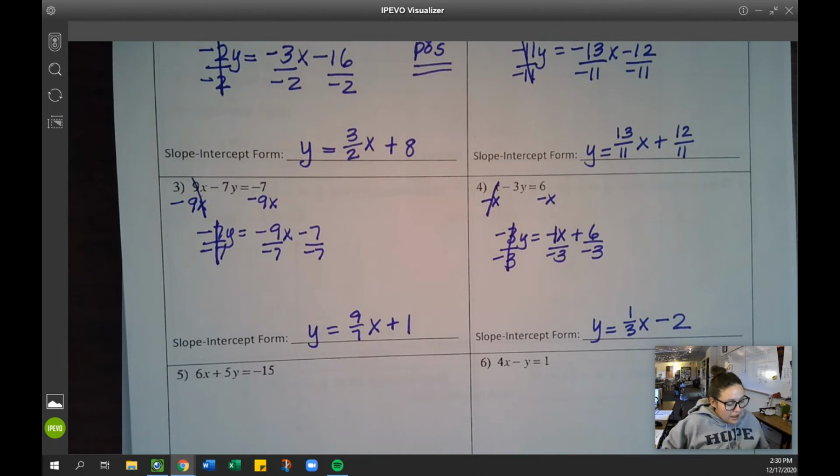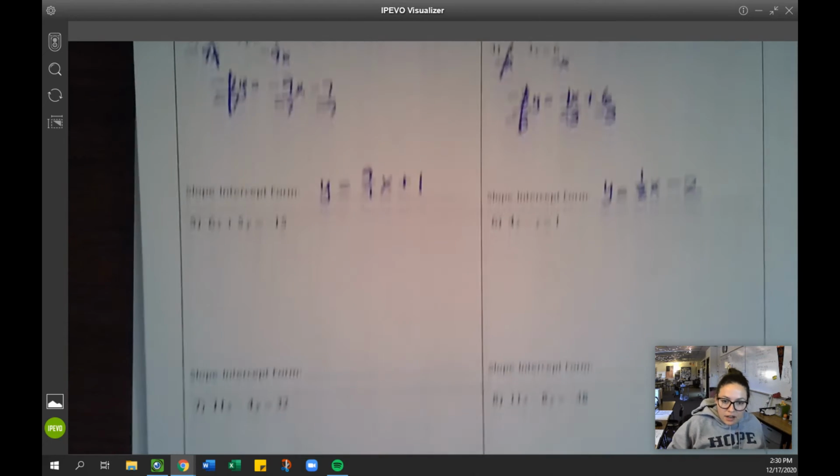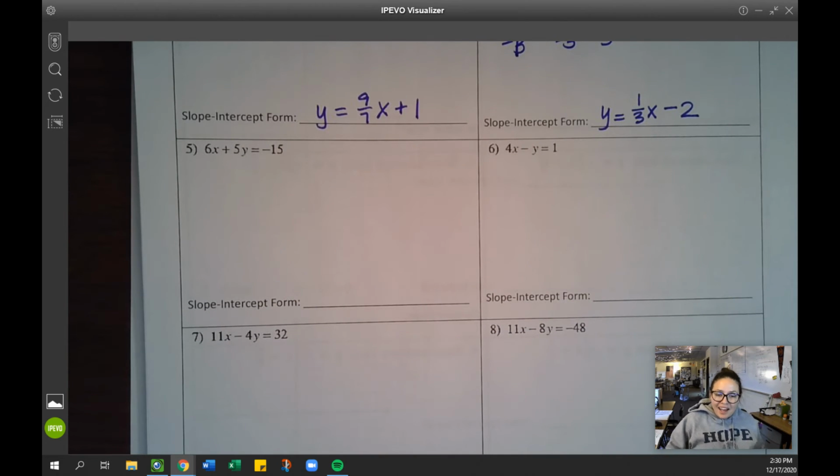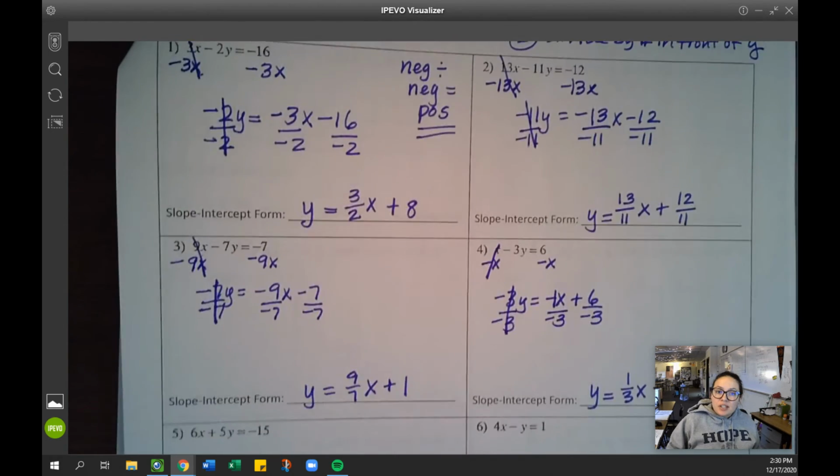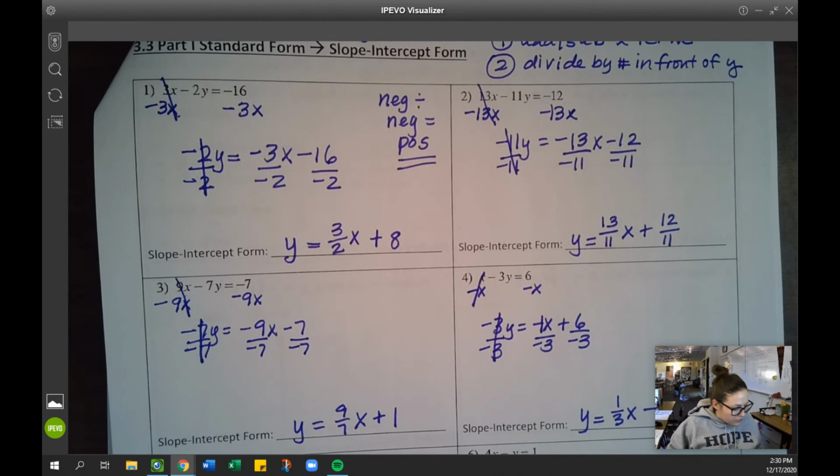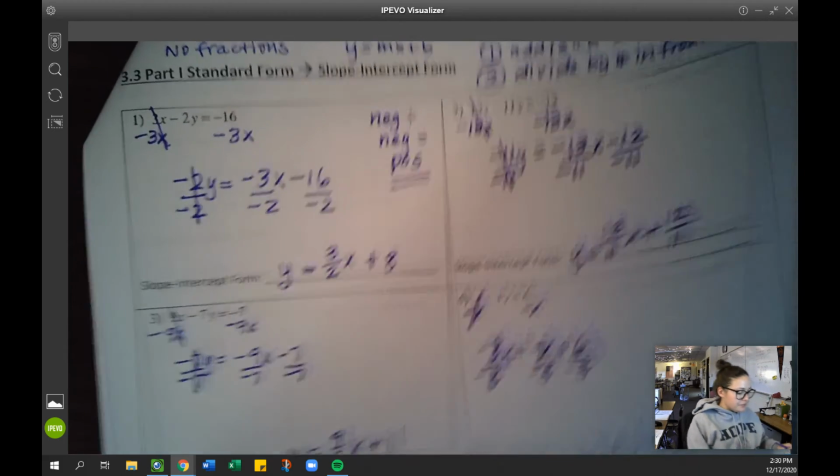All right. The rest are for you to do on your own after we are done going through the other side of the notes. So go ahead and flip to page 10.